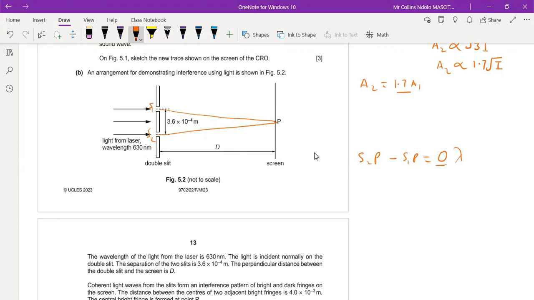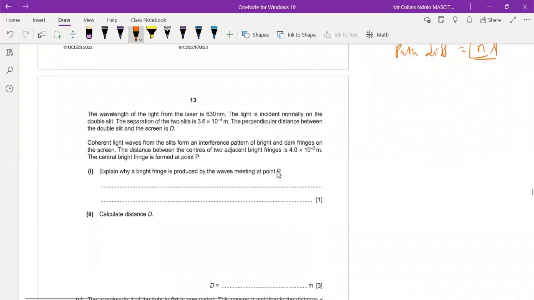And remember, if the path difference gives us n lambda when they're meeting at that particular point, we're going to have constructive interference. So the reason here is that the path difference here is 0. Therefore, there is constructive interference at point P.